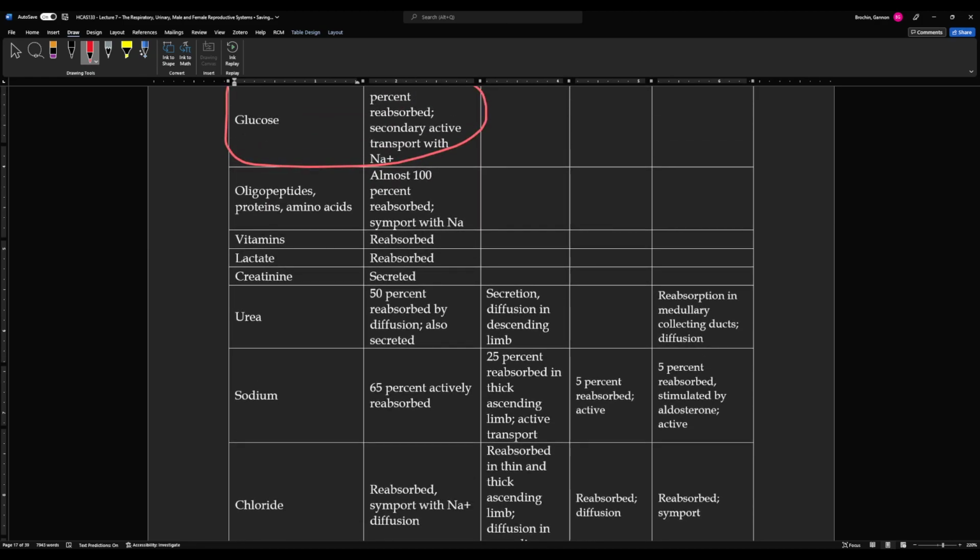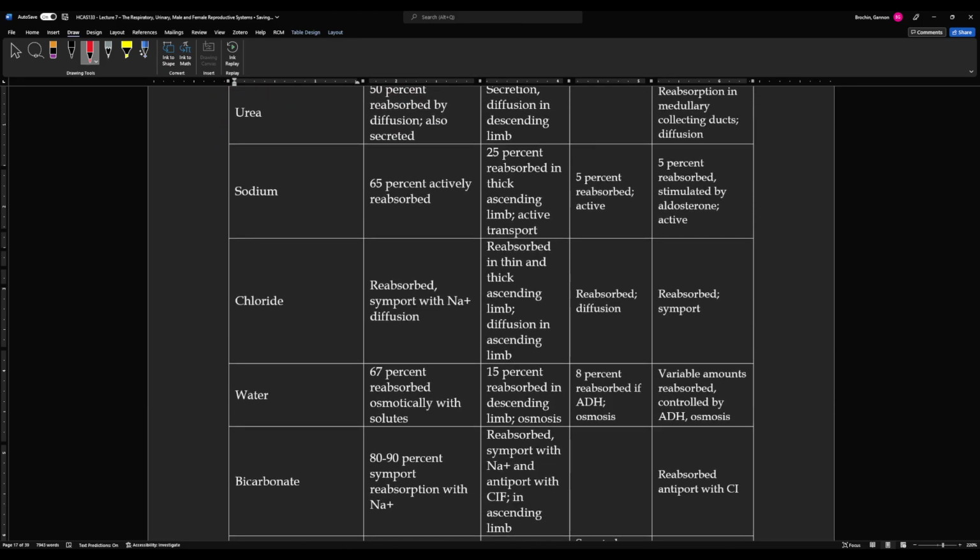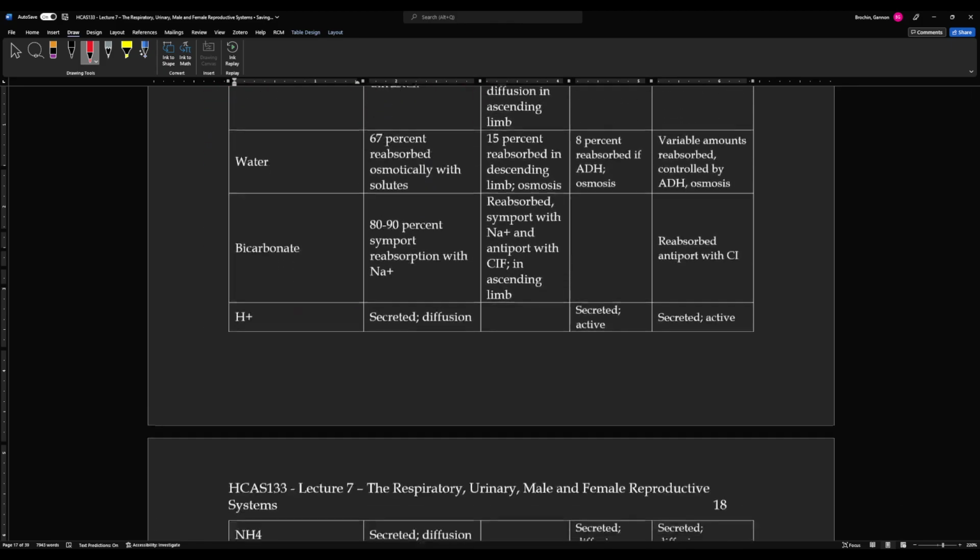Another important thing when we talk about kidney function is creatinine levels. Creatinine is a very quick, easy way to look at the filtration rate and filtration capacity of the kidney itself.